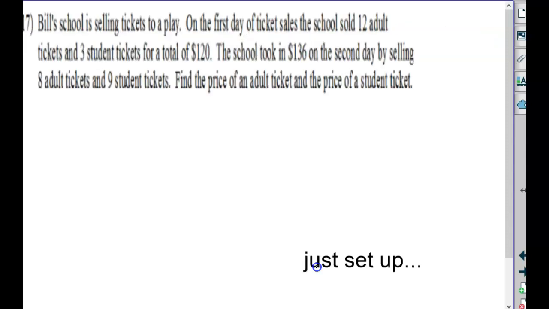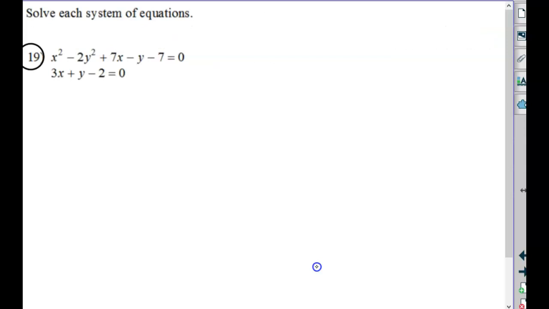Do we need to set this one up? Tickets to a play, 12 adults, 3 students, 120. It's just like the bus and van question, isn't it? Can we just skip that one? I want to do 19 and 20. Whew. And these are going to take a little while. So this is the new stuff.